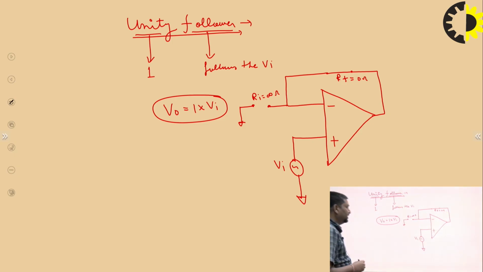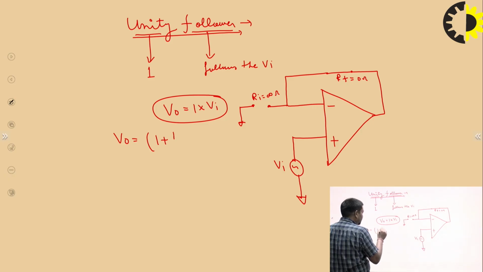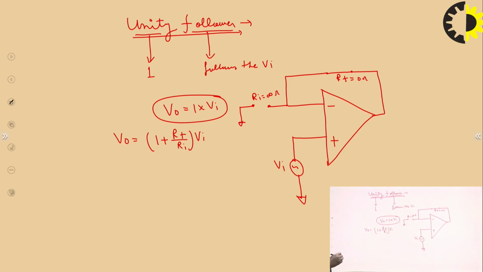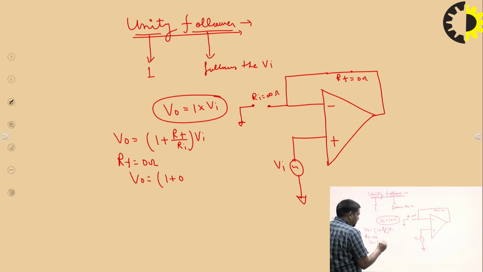So what is the condition for designing a unity follower? We know the output voltage for a non-inverting amplifier: V0 is equal to 1 plus RF upon Ri, into Vi. If the feedback resistance is 0 ohm, then V0 is equal to 1 plus 0, into Vi. That means V0 is equal to Vi.